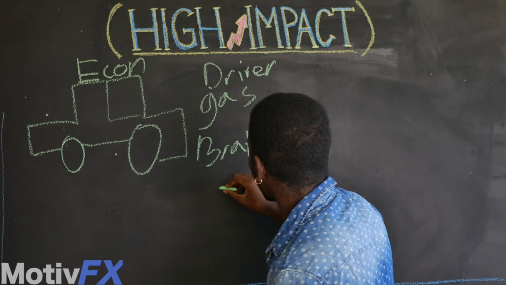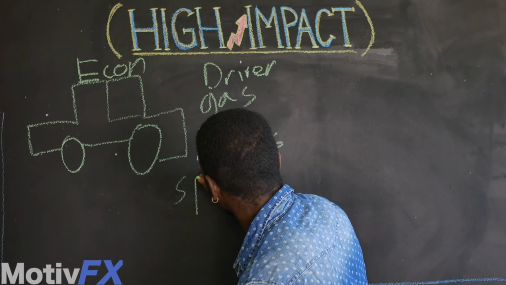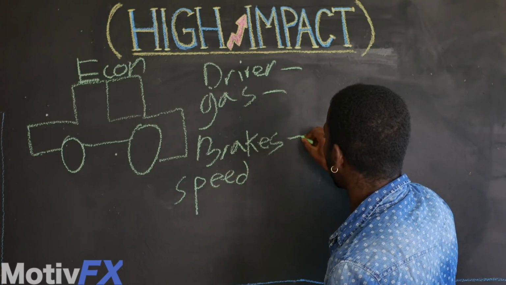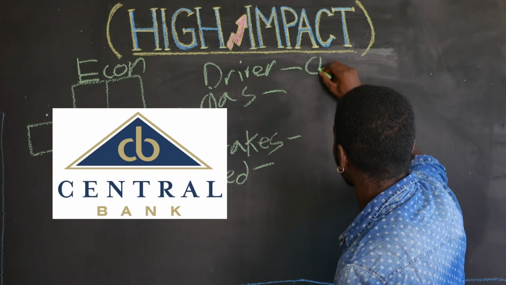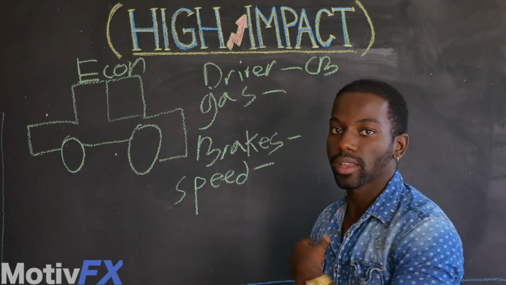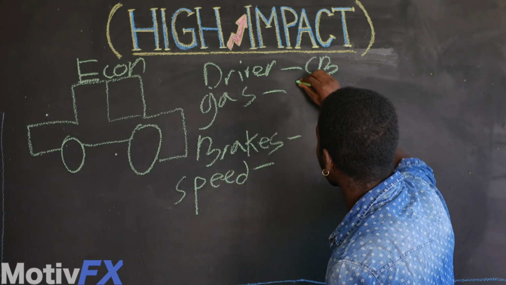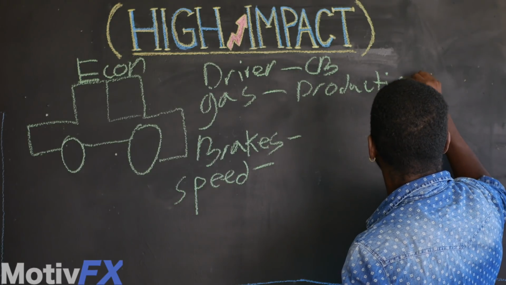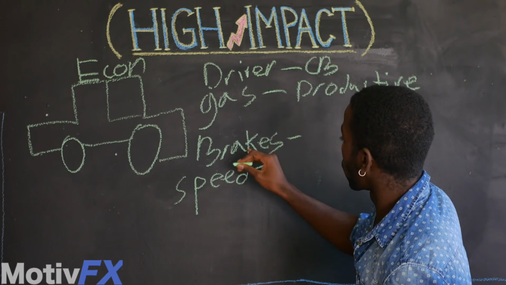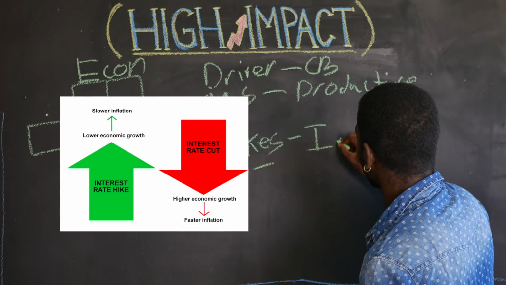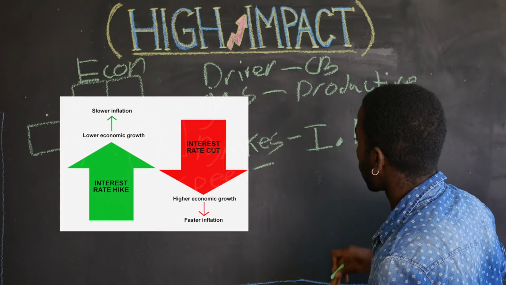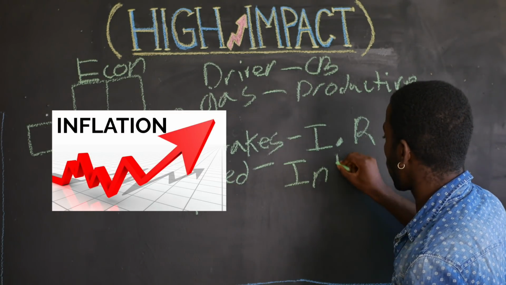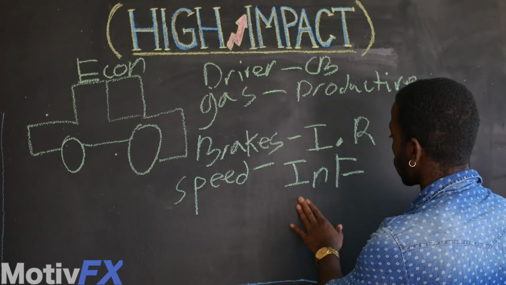And we also need to talk about the speed of the car. Okay? So the driver for us, folks, is the central bank. Okay? Now, why is the central bank? Let me elaborate. The gas is productivity. Now, this is where we're going to be spending most of our time today. All right? Now, the brakes are the interest rates. We'll just rationalize that as IR. Okay? And the speed of the car is going to be inflation. Remember in the last high impact video, we talked about how inflation, we'll talk about that as INF.